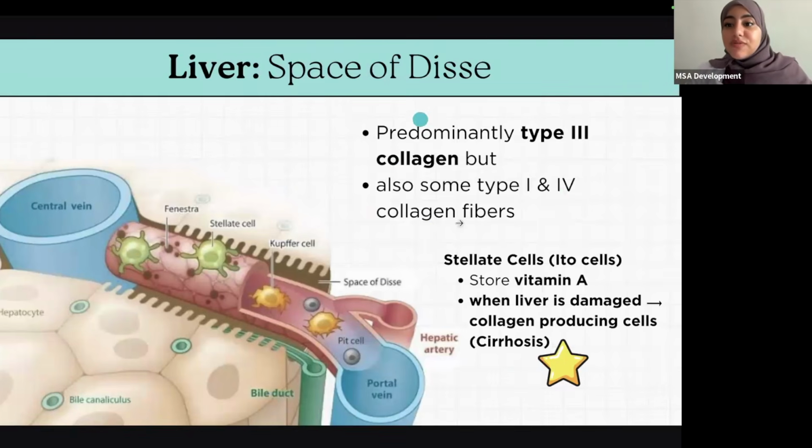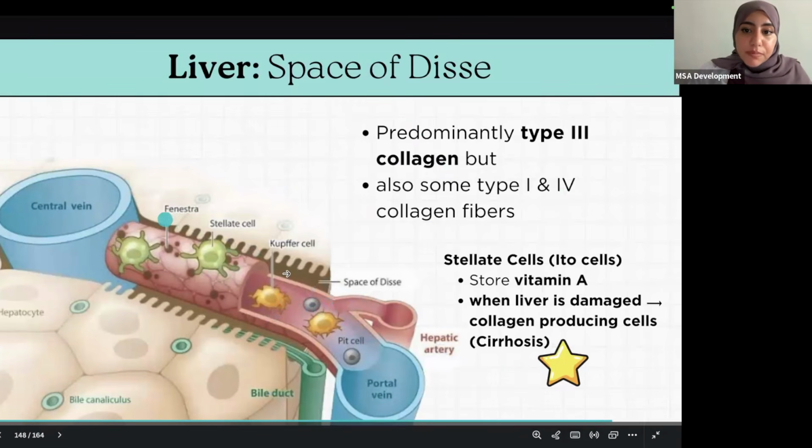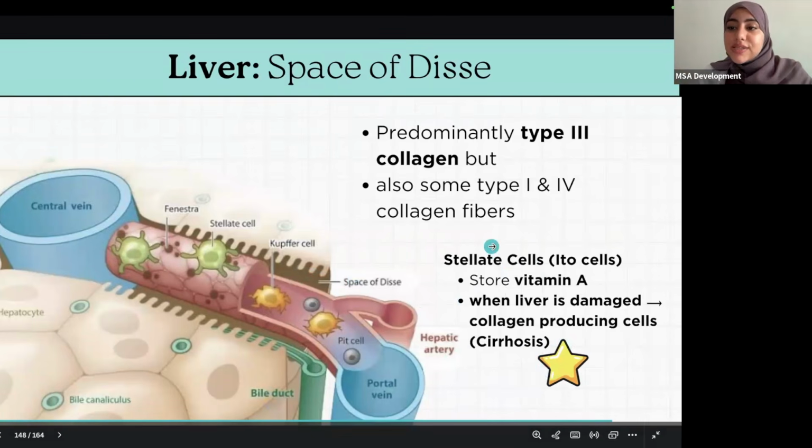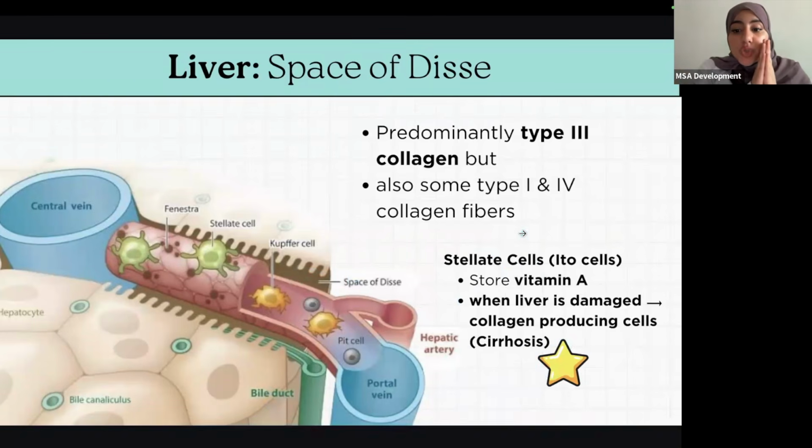Okay, and the space of Dice or whatever we talked about, it's predominantly type 3 collagen. Now, I don't know how important that is. I think the fact that there is a space that allows the hepatocytes to exchange with the sinusoids is really important. But the most important thing out of all of this, and that's why there's a gigantic star, is stellate cells. What's relevant is that when the liver undergoes damage, which is called cirrhosis, so sometimes you hear, oh, liver cirrhosis, it's damage or scarring of the liver, these are the cells that are primarily in charge of it. They're called stellate or Ito cells.